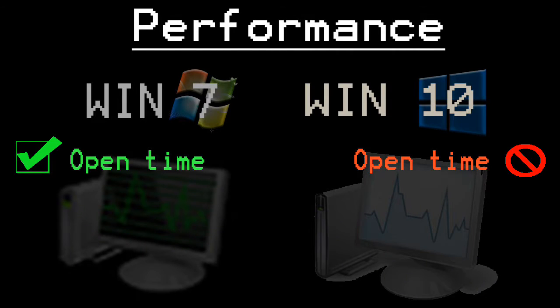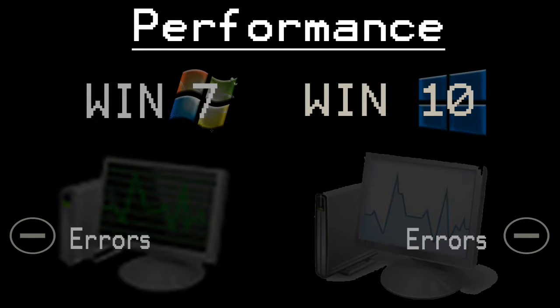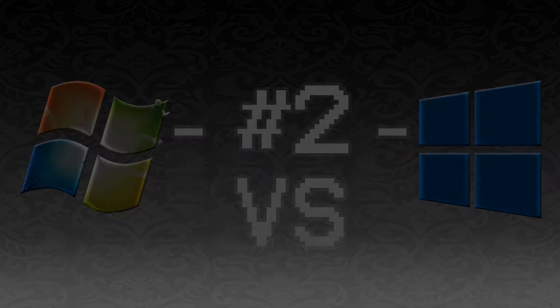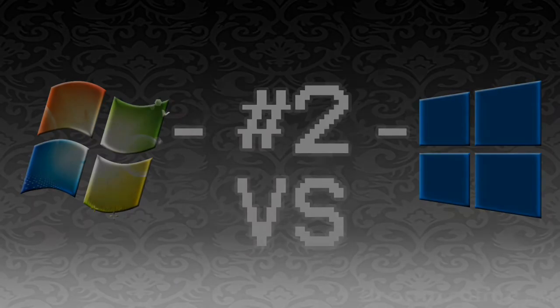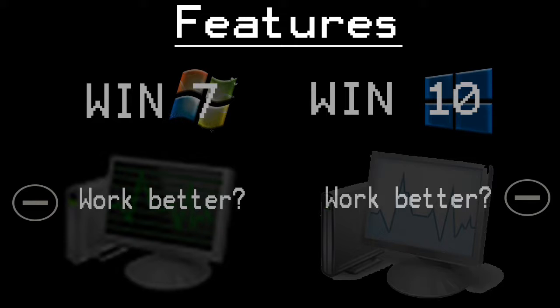Now onto the main heading of performance. Open time was Windows 7 for me. Navigation, I gave it a draw. Errors, I gave it a draw. And the not responding crash, Windows 10 quite frankly had fewer than Windows 7, which for me was crashing. On to the last heading, features. More or less, Windows 10 definitely has a lot more. And which ones work better, I gave it a draw.